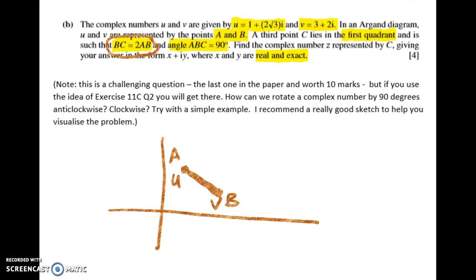So C could be in one of two places. It could either be sticking up here, so it could be that long, and it's out here. Or it could be here, at a right angle, and it could be down here. But we know that the point is in the first quadrant, so we're looking for this point up here. So how are we going to get there? Well, there are probably lots of ways to solve this problem, but here's the way that I did it.